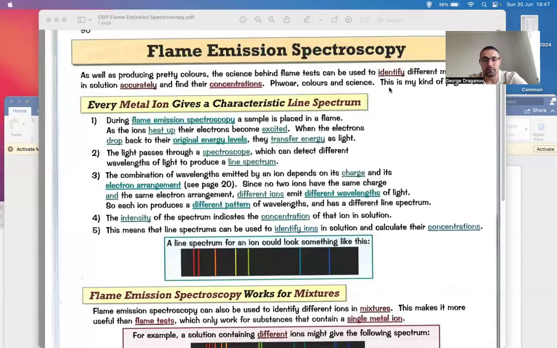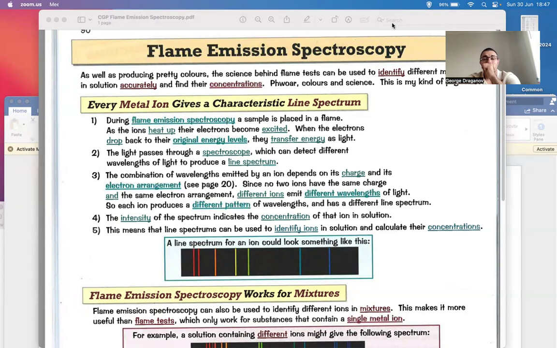Flame emission spectroscopy for the AQA students. So why do the metal ions produce colors? Why do some of them produce colors when you put them in the Bunsen burner? Well, this is the reason. When you heat up an ion on your roaring blue flame, electrons become excited.